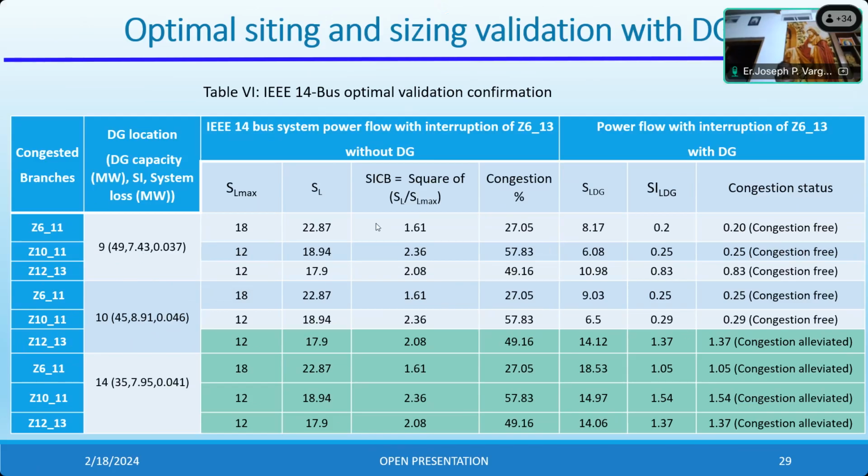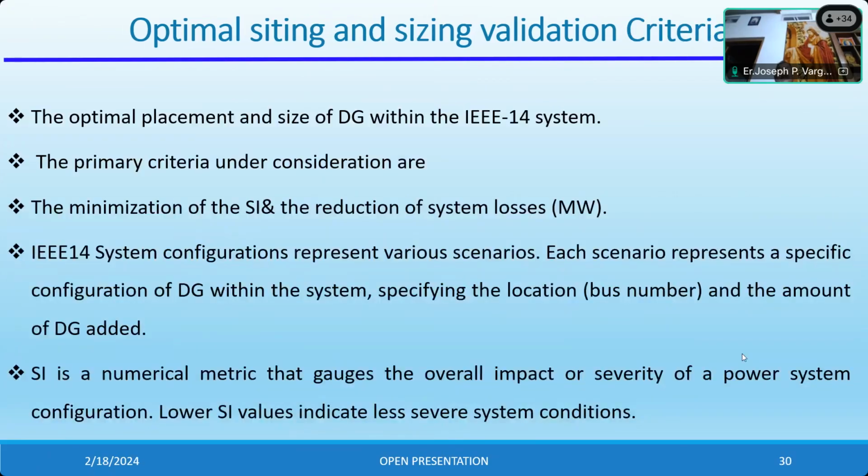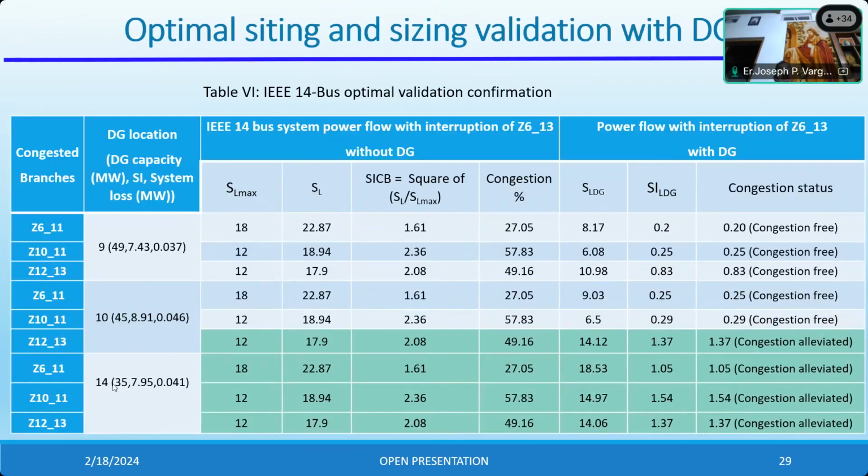In this case, we know that before, these lines were congested. Now these lines have become congestion free. But even though we have used DG at bus number 10, congestion is alleviated, but it has not become congestion free. Here also, while we penetrate DG of 35 megawatt at bus number 14, congestion is alleviated, but still the congestion is there, and it does not become congestion free. Hence, the first line represents the optimal solution.